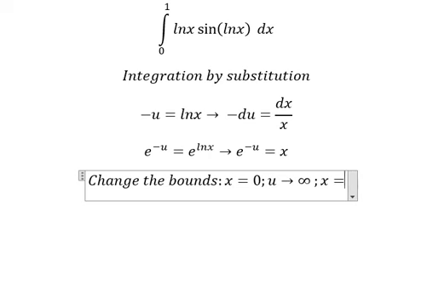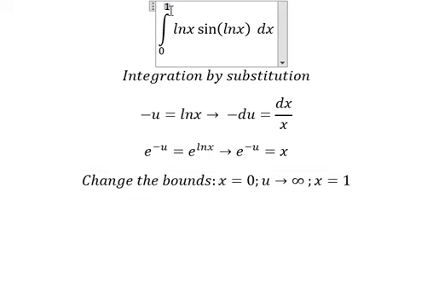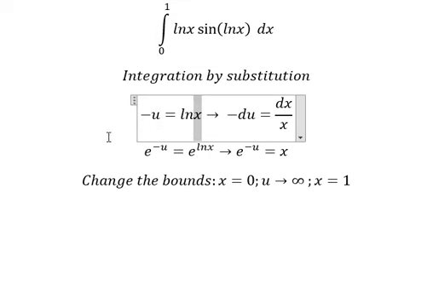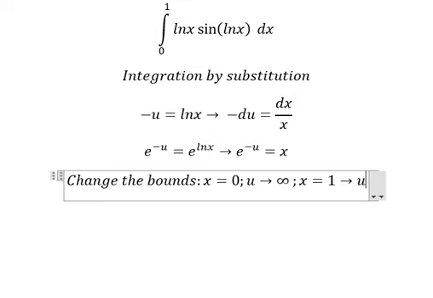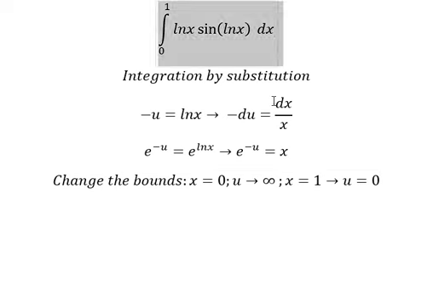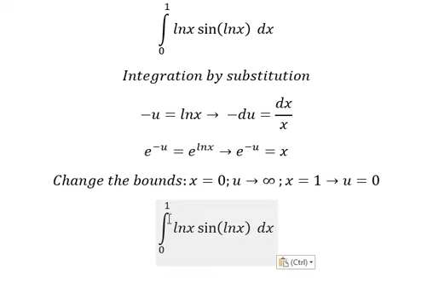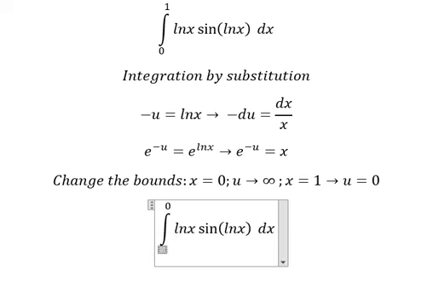When s equals 1, we put 1 in here, and we have u equals 0. Number 1 we change to number 0, and number 0 we change to positive infinity.